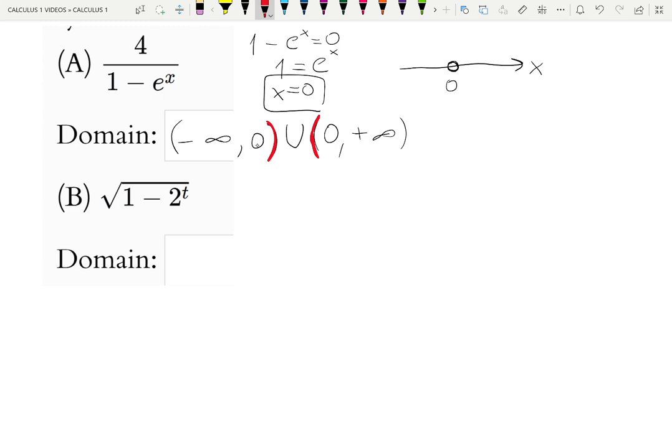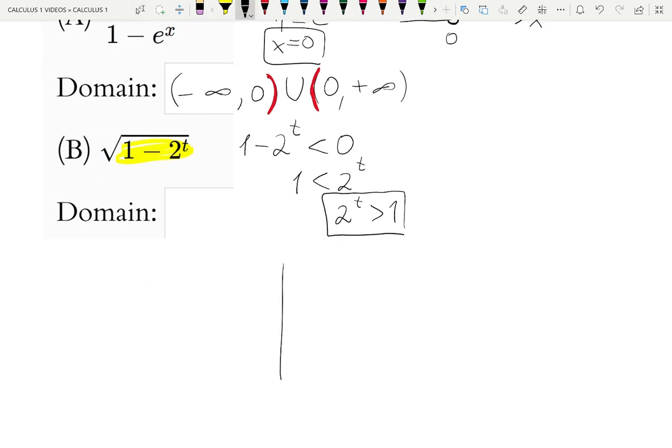For b, we have a square root of 1 minus 2 to the t. Remember that the inputs for the square root have to be positive. Thus, we need to solve the inequality in this case. 1 minus 2 to the t, where is it negative? To exclude those points. Or you can write down positive and include those points. So, I will have to solve this inequality by relocating terms. And I also would like to write down that not 1 is less than 2 to the t, but 2 to the t is larger than 1, and solve this inequality.